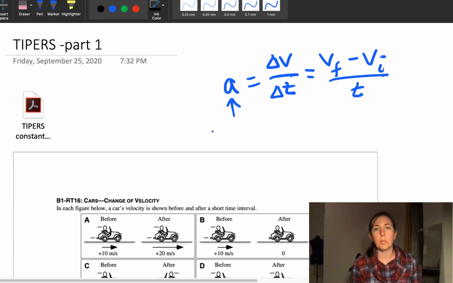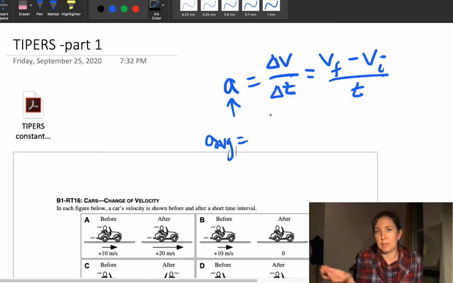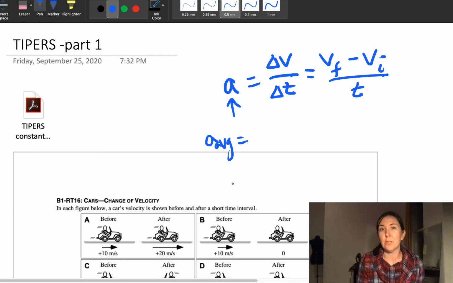We're not going to be working in situations where the acceleration changes. So the average is the instantaneous, and that's all we need. Just the instantaneous or the average velocity. This is what we want.